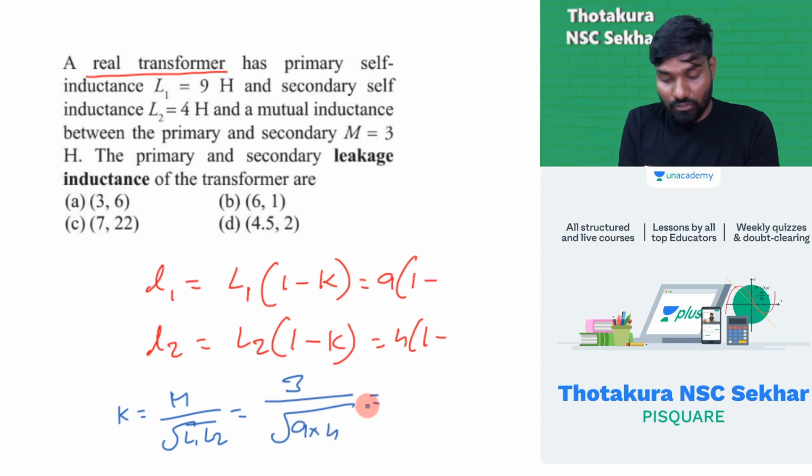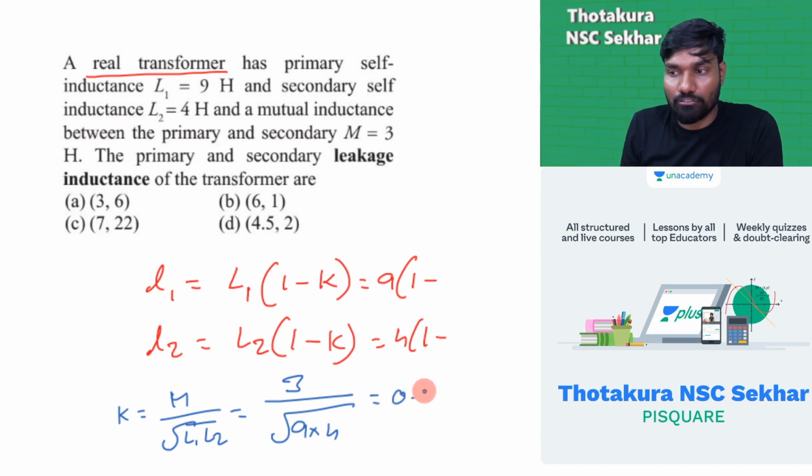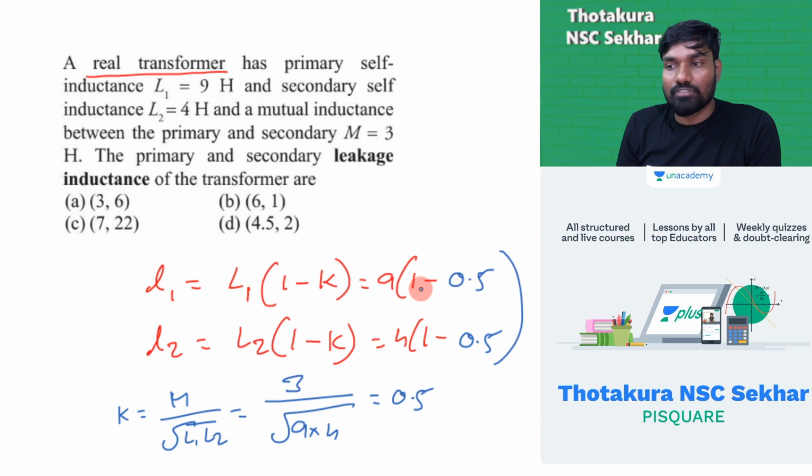That is 3 by square root of 36, which is 3 by 6, that is 0.5. So the K value is 0.5. So 9 into 0.5 is 4.5. Directly I can say this answer, because small l1 is the primary leakage inductance and small l2 is the secondary leakage inductance. This is 4.5, this is 2, so the answer is D.